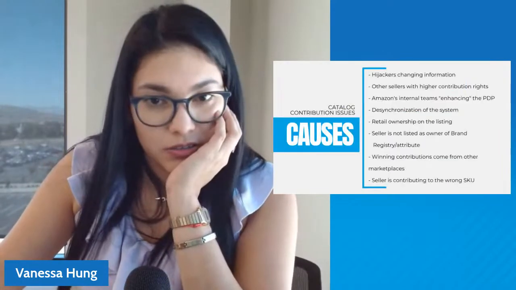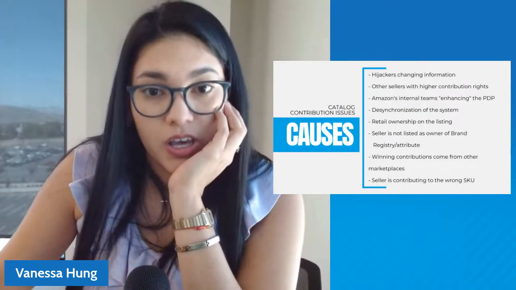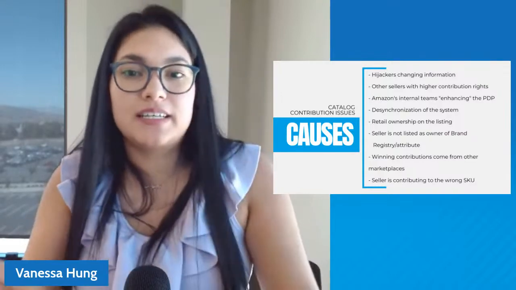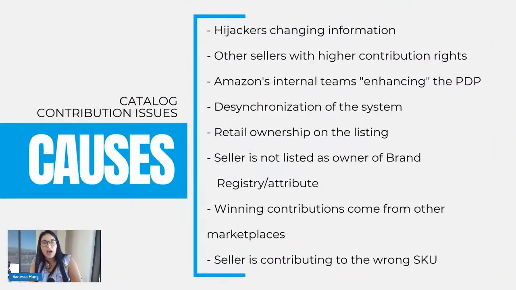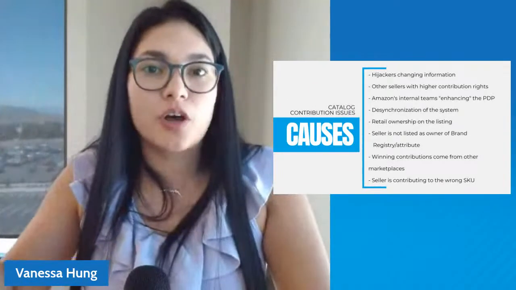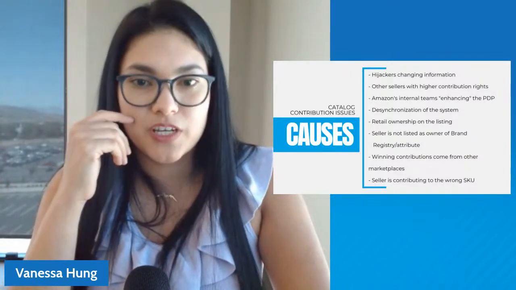So going back to the causes. The other thing that we have is the desynchronization of the system, and I have a few questions that you guys submitted about desynchronization. That means that the catalog, like the Amazon algorithm, is not refreshing in the back end, so your changes could go through. This doesn't have anything to do with somebody else contributing in a higher position.